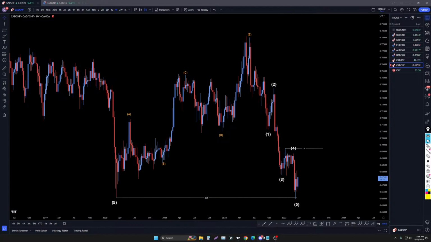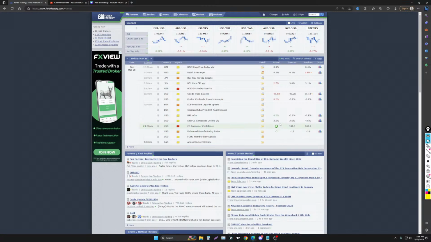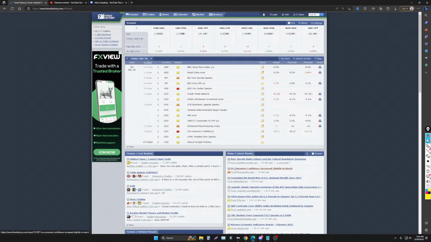Wow, Canadian move. Did we have some sort of Canadian news today or what? Let me clear this out, see what's going on. Oh, and the news was positive on both sides. Let's see, did we have some Canadian news today? Canadian pairs are definitely moving. We have some Canadian news tonight. I don't really see anything that indicates Canadian news though. Maybe it has something to do with oil.